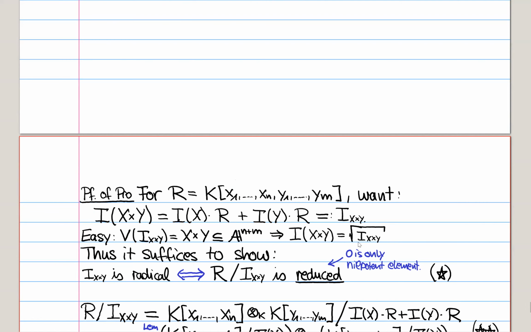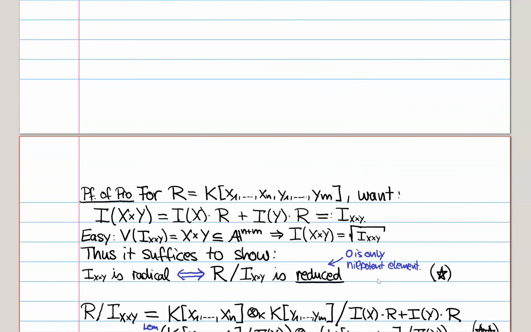We have shown this is the radical of this ideal. So it suffices to show that this is the radical ideal, that taking the radical doesn't change anything. And then in general, it's true that an ideal in a ring is a radical ideal if and only if, when you take the quotient ring, this is a reduced ring, which means 0 is the only nilpotent element. That's just basic commutative algebra.